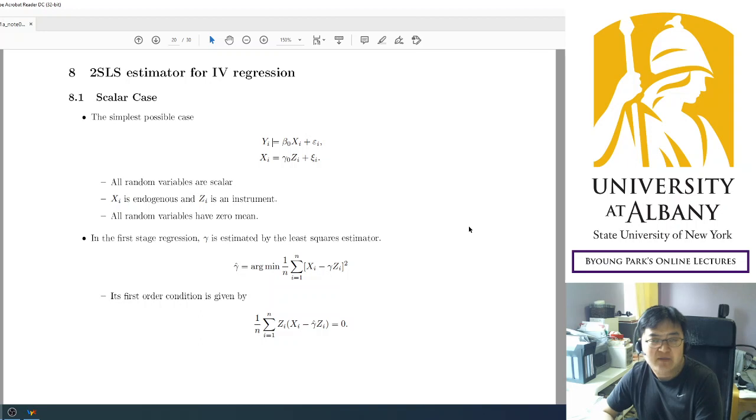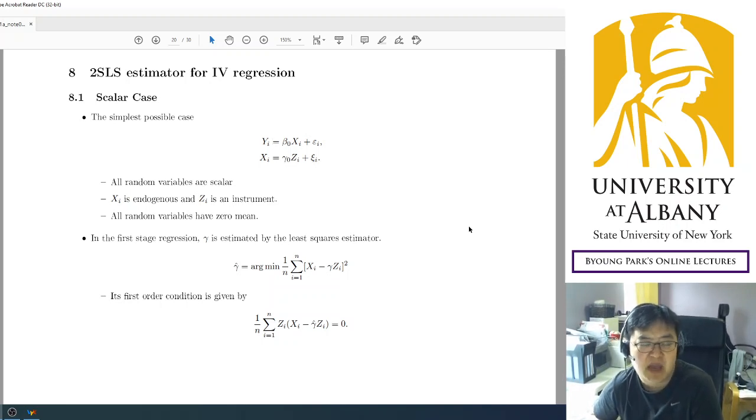So I'm going to present the simplest possible case to help you intuitively understand what happened. And then later, maybe in the next lecture on Thursday, I will give you the general case. So let's start from the simple scalar case.